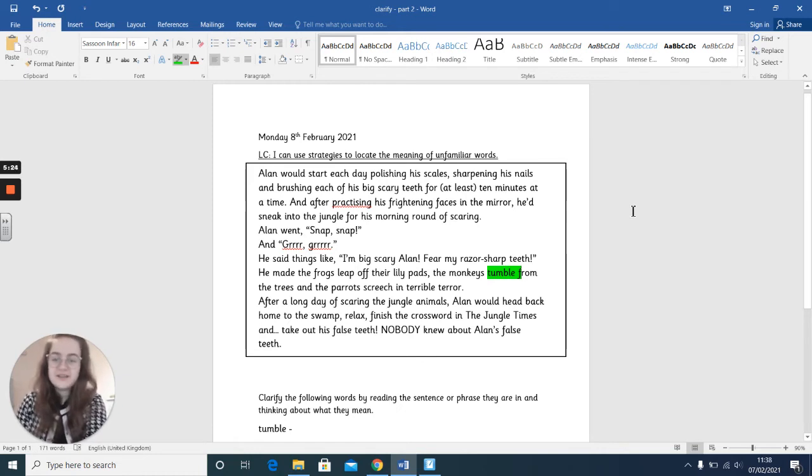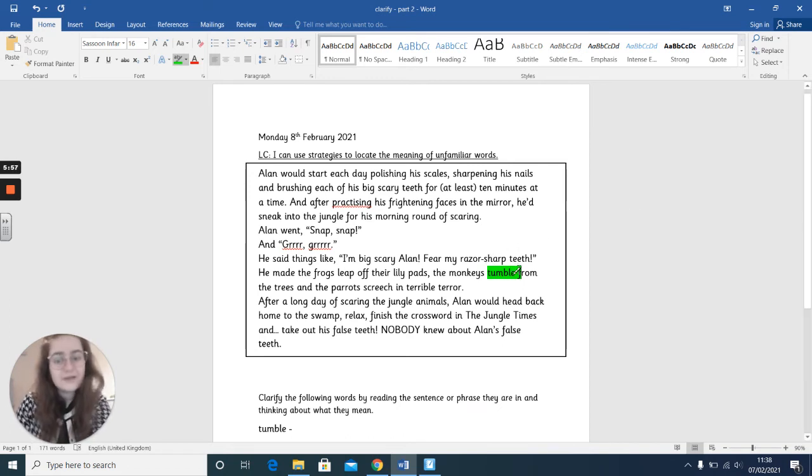I am going to read the sentence. He made the frogs leap off their lily pads, the monkeys tumble from the trees, and the parrots screech in terrible terror. Okay, so from that sentence, I can see that all the animals are feeling really scared. So when I'm scared, I might want to run away, maybe, or I might be really shocked, and I might do something a bit silly because I'm so panicked and trying to run away.